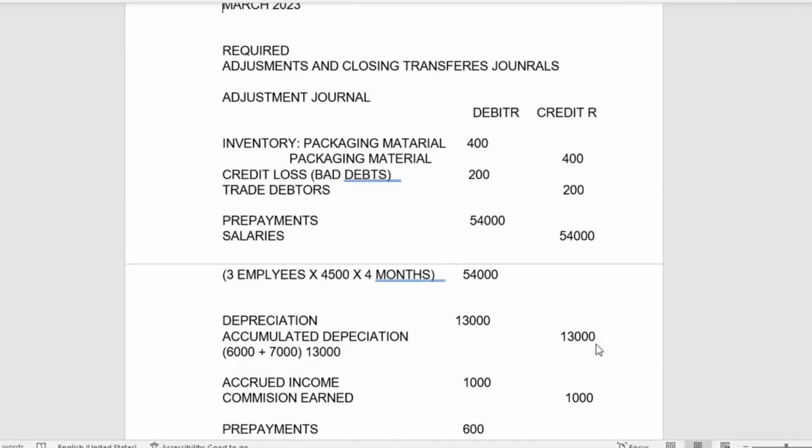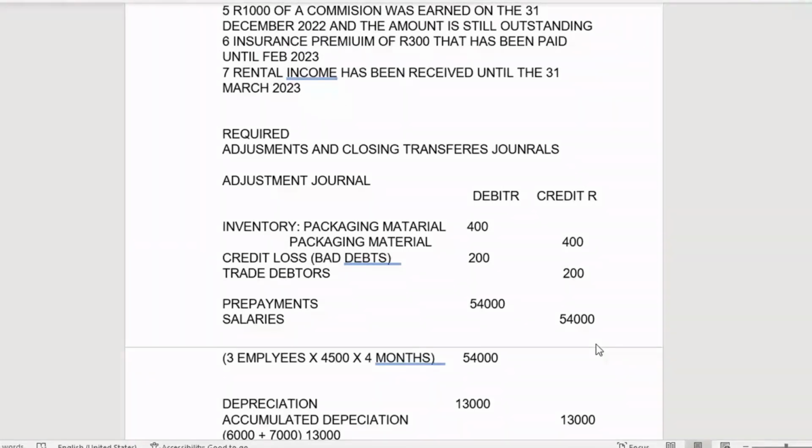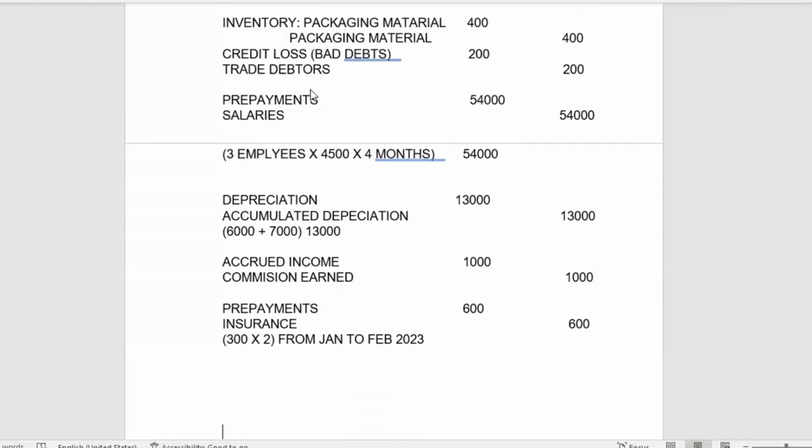Let me go up to the question so that I can be on the same page with you. Rental income has been received up until the 31st of March 2023. I think there's something that I missed out here. Let's say, 1,200 a month. Does this question make sense now? Yes. Jimmy, how do we record that? Because we have received an income for rental that has been paid in advance. It's a liability. That's correct.